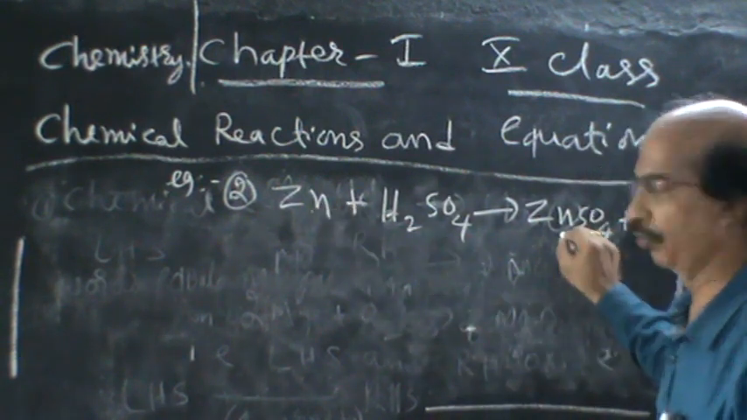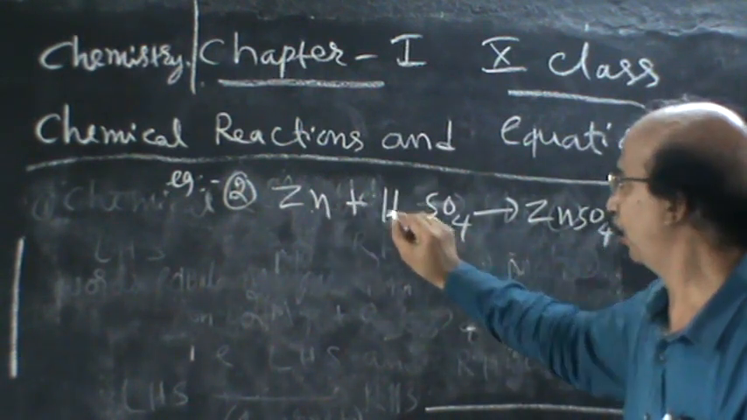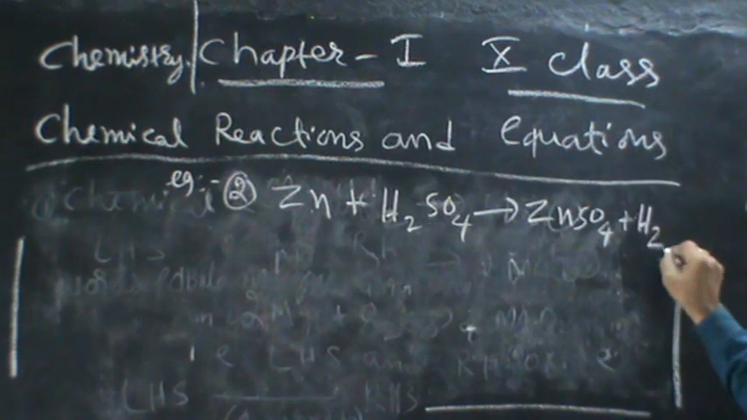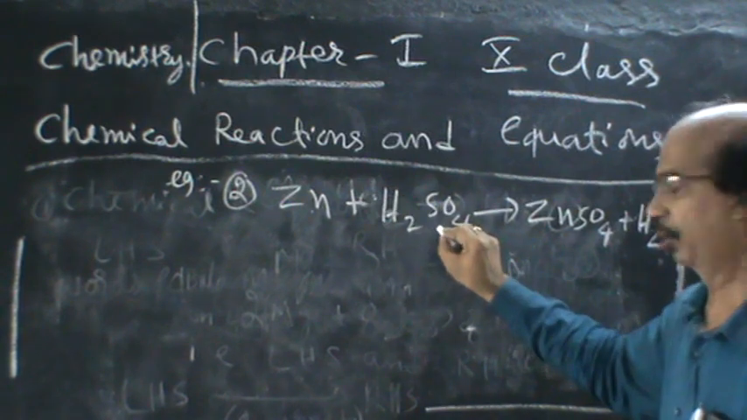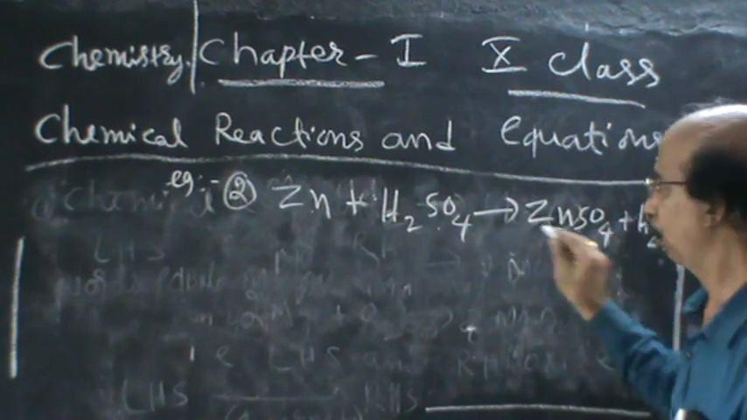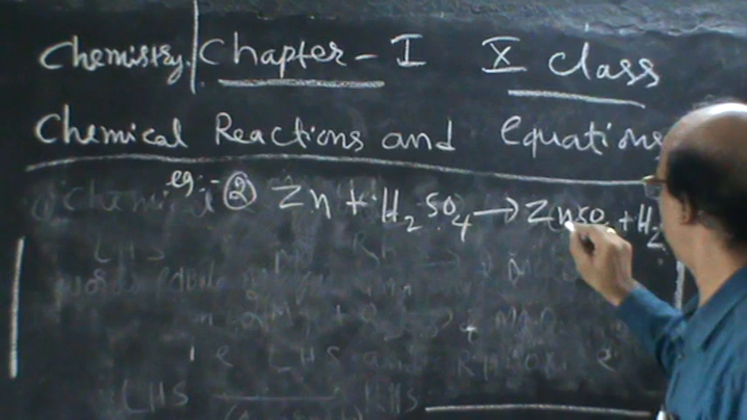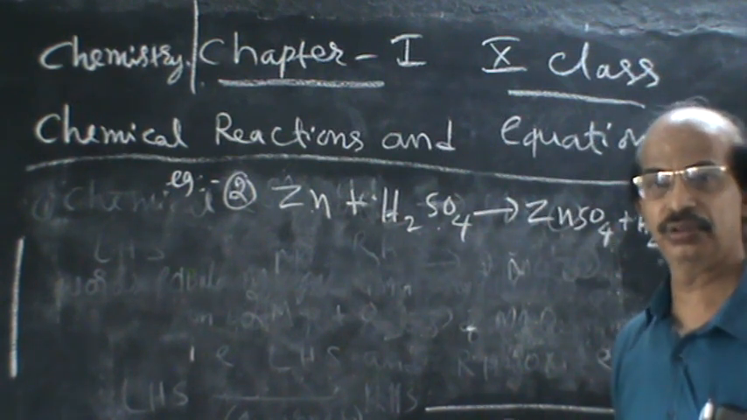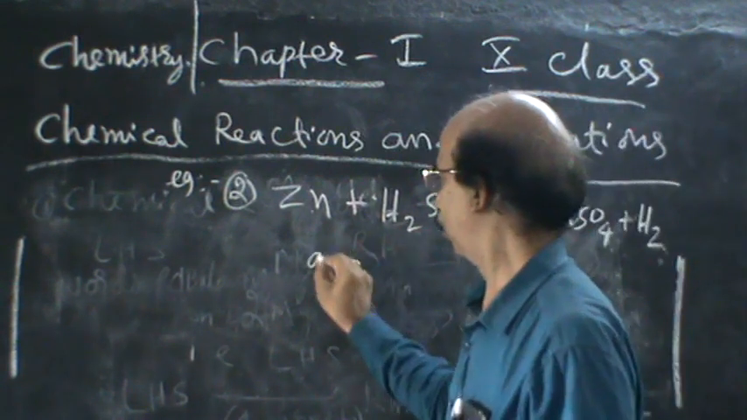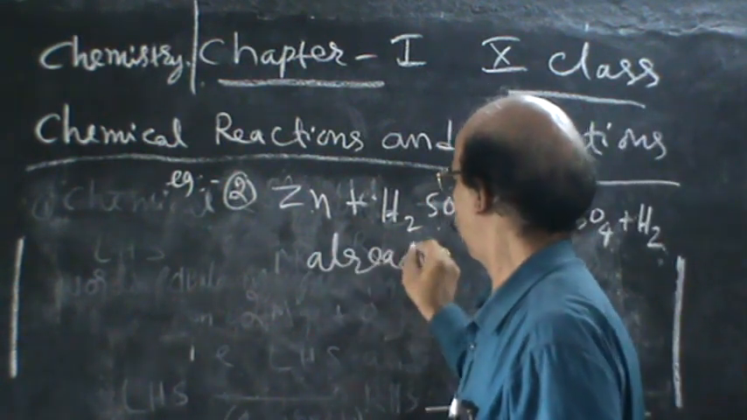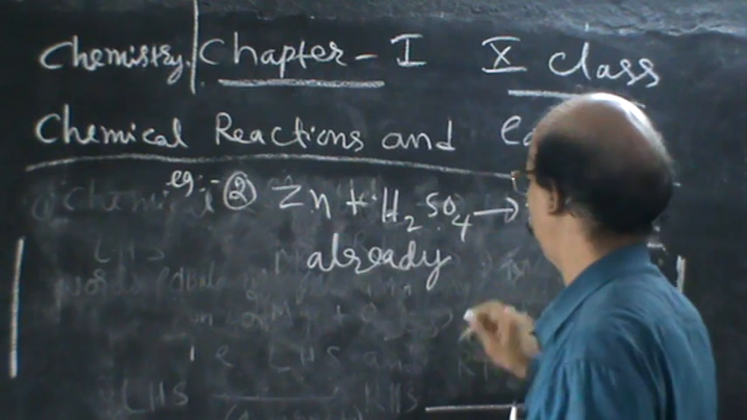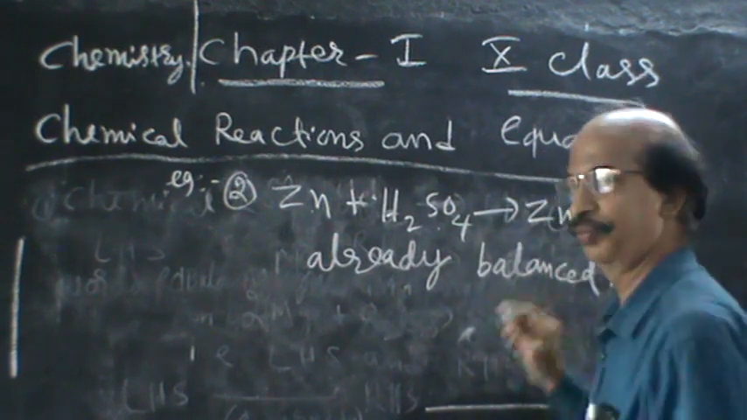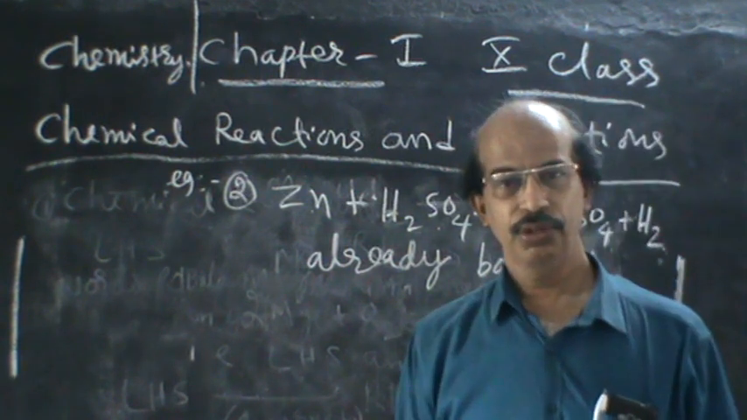Zn 1 here, Zn 1 here. Hydrogen 1 into 2, 2. Here 1 into 2, 2. Sulfur 1 into 1, 1. Here 1 into 1, 1. Oxygen 1 into 4, 4. Oxygen 1 into 4, 4. Like that, everything is balanced. So you must write what? There is no need to write any more steps. You must mention: already balanced.